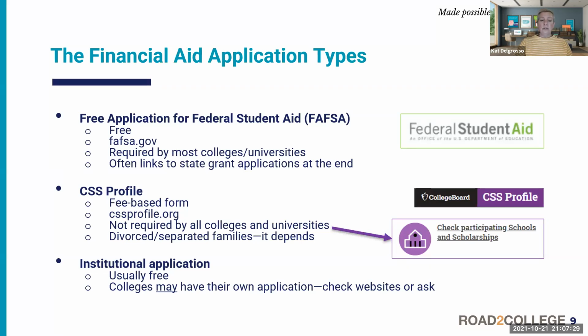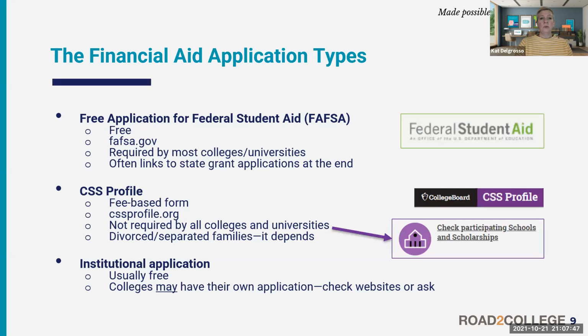And then the institutional applications would be, if a school uses the FAFSA, but they also want to get a little more information, but they don't want to necessarily use the CSS profile, they might create their own institutional form. And that's usually free for the most part.